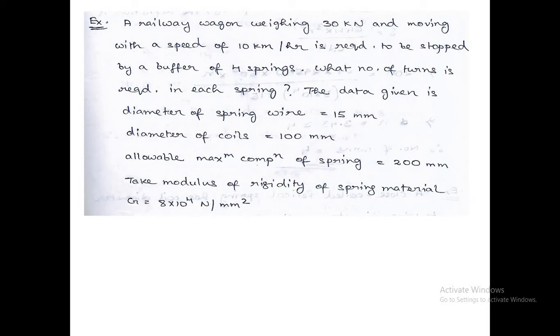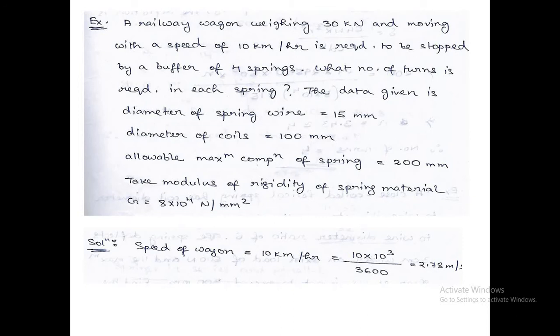The data given is: diameter of spring wire is 15 mm, diameter of coils is 100 mm, allowable maximum compression of spring is 200 mm, and take modulus of rigidity of spring material C equal to 8 into 10 to the power 4 newton per mm square. So let's solve this problem. Now here is the solution.